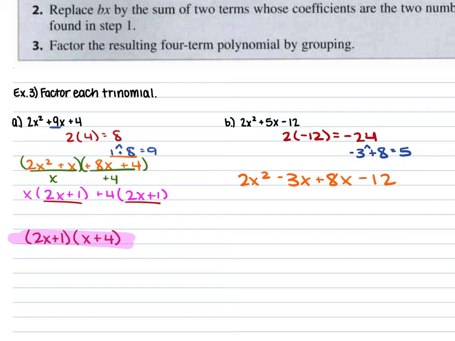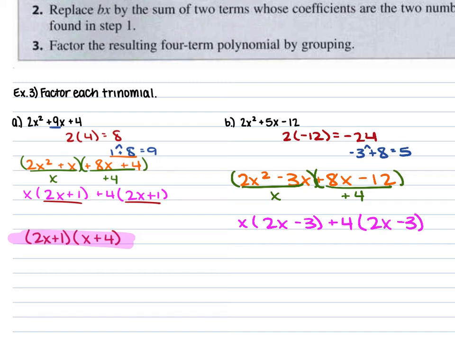From here, since we have the 4 terms, we're going to factor by grouping. We put the first set of parentheses around the 2x squared and the negative 3x, then the second around the 8x and the negative 12. From here, we're going to factor out an x from the first set of parentheses. We'll factor out a 4 from the second set of parentheses. When we do this, we're going to have x times 2x minus 3. And then we're going to have that 4 times 2x minus 3.